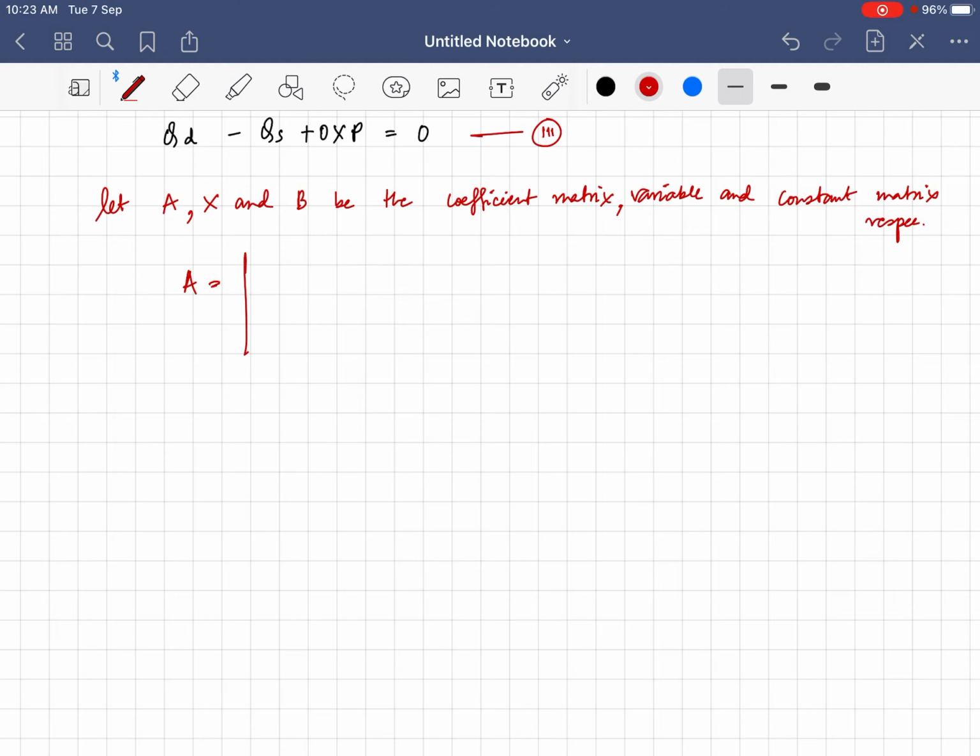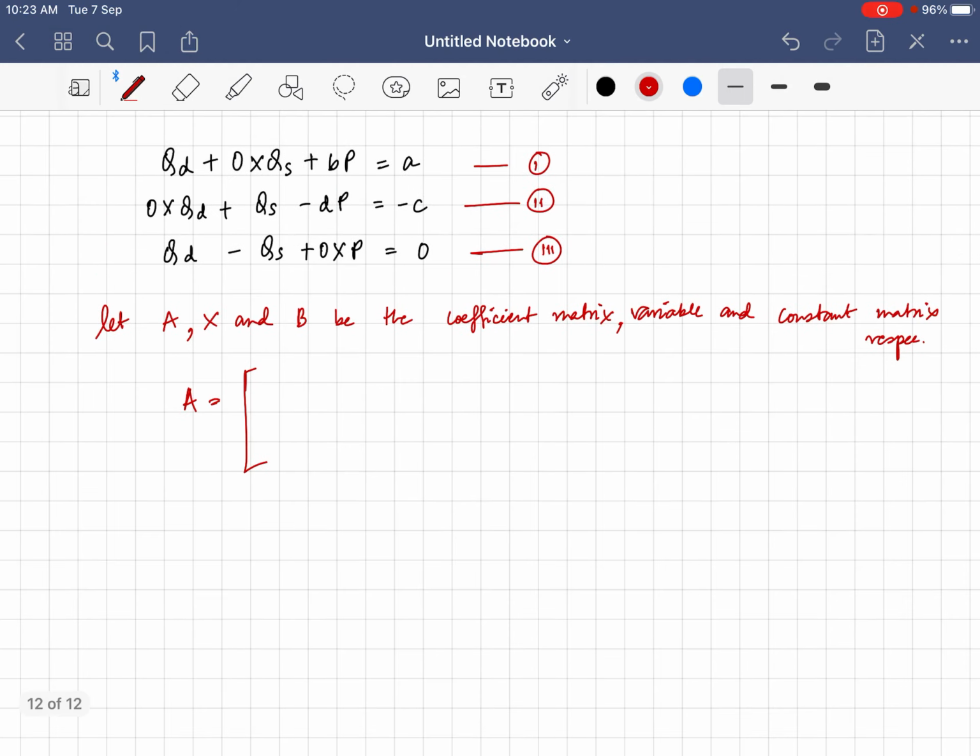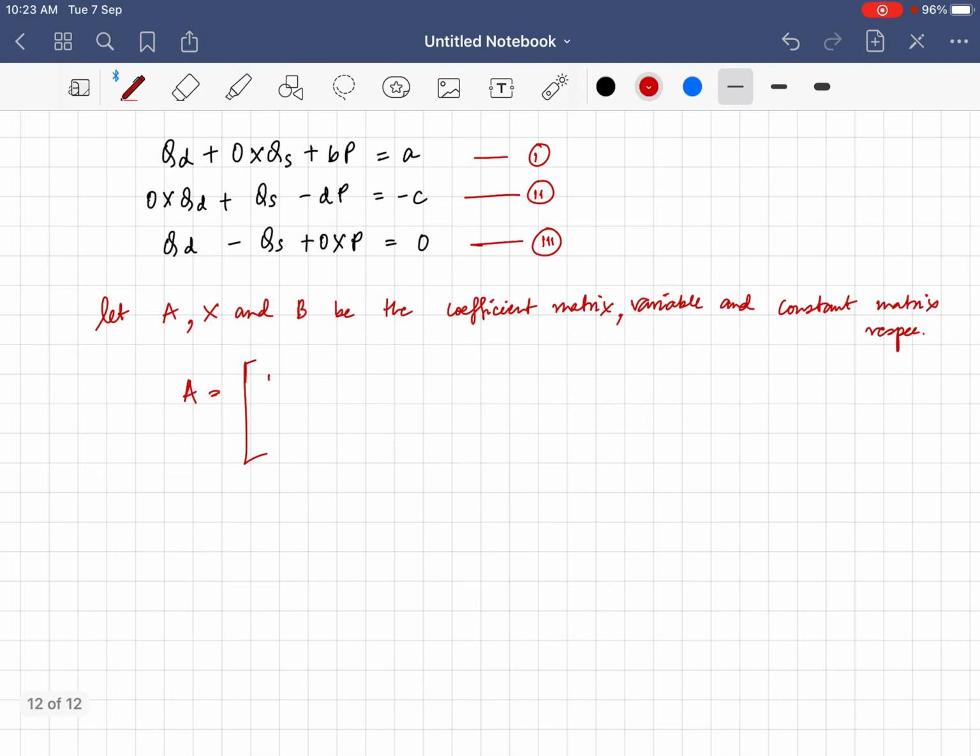So A is given by what? A is given by, look at here, the coefficients. So I need to have all the coefficients. So here you have QD. So QD alone means what? 1 is the coefficient of QD. For QS, the coefficient is what? 0. For P, the coefficient is what? B. For the second equation, you see the coefficient of QD is what? 0. So here I have 0 in here.